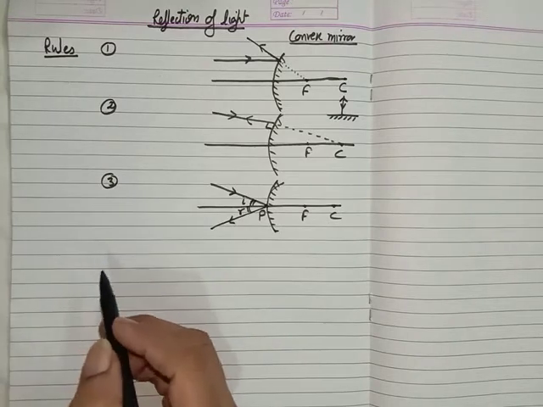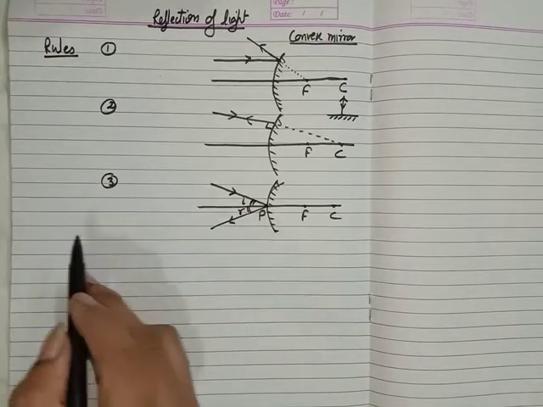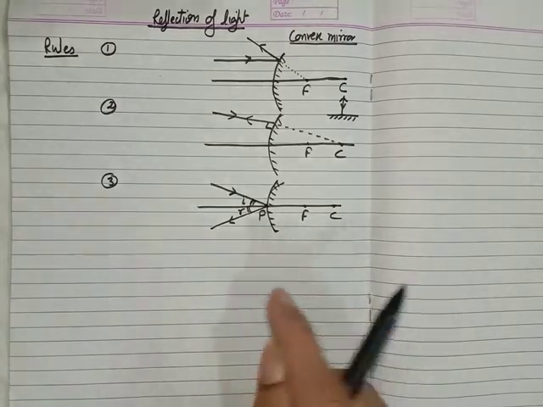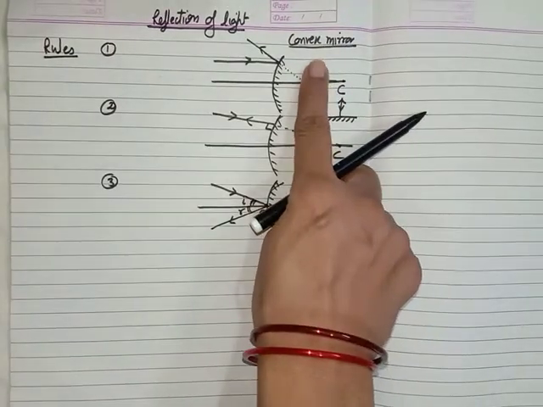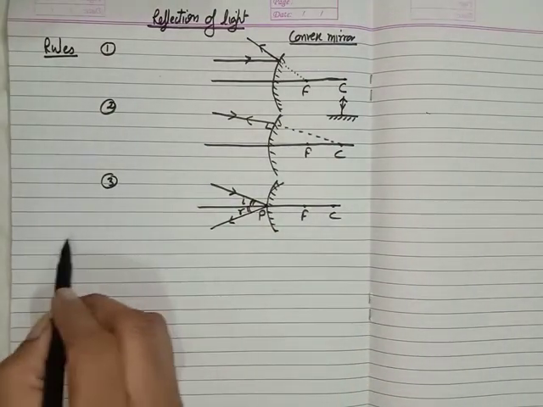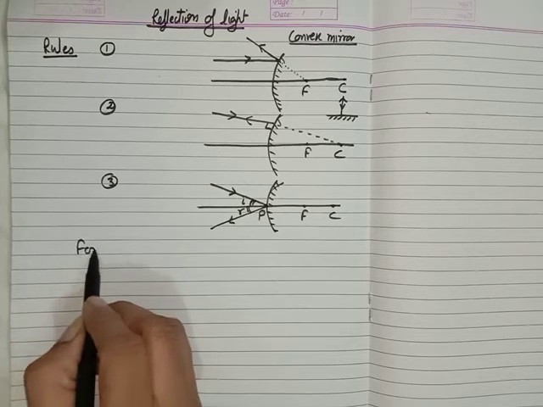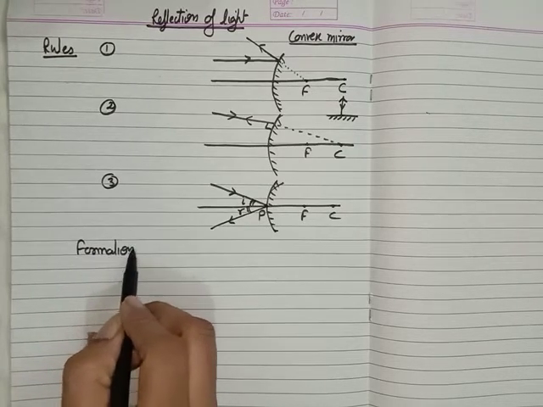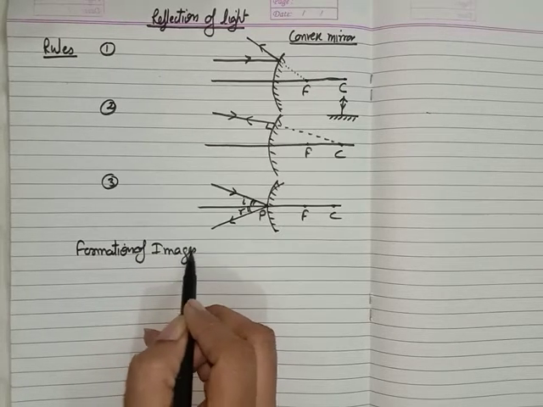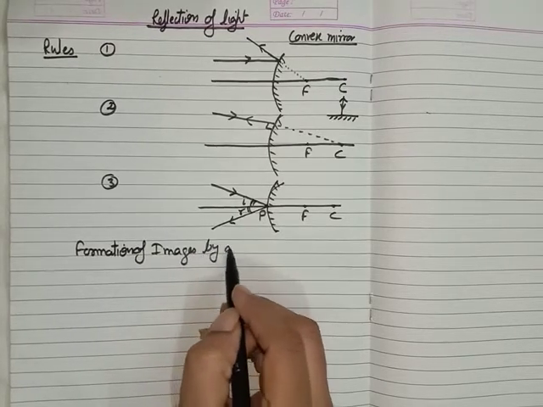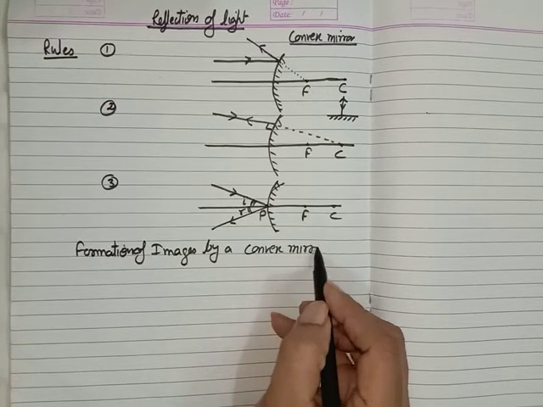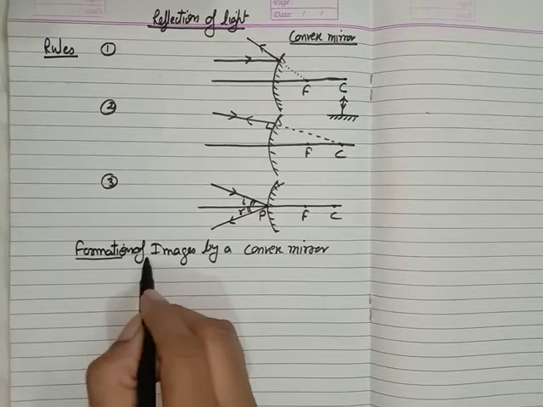There are only two images which we can prepare by using the convex mirror. As you know, we have prepared 6 images by using the concave mirror, but in case of convex mirror there are only 2 images. First, you can write the heading here: formation of images by a convex mirror. Okay, this is the heading.